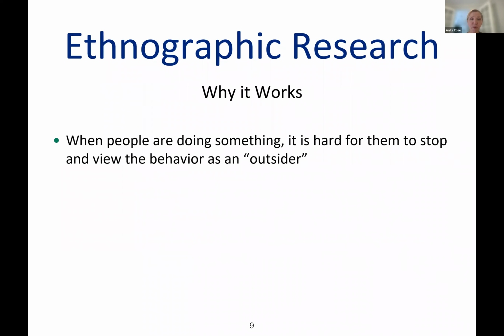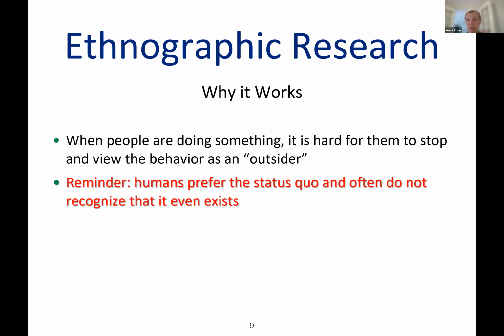All right, so now how does it work? When people are doing something, sometimes it's difficult for them to stop and view the behavior of an outsider, right? So humans really do prefer the status quo over anything, typically. Now, the example I gave with my husband and the drill bit, wow, he really wanted a solution because that was a high scale problem for him that he wanted to solve. But oftentimes people find it difficult to make the change because they're just accustomed to the way that things are working for them, and they may not be receptive to change. So we need to find out about that.